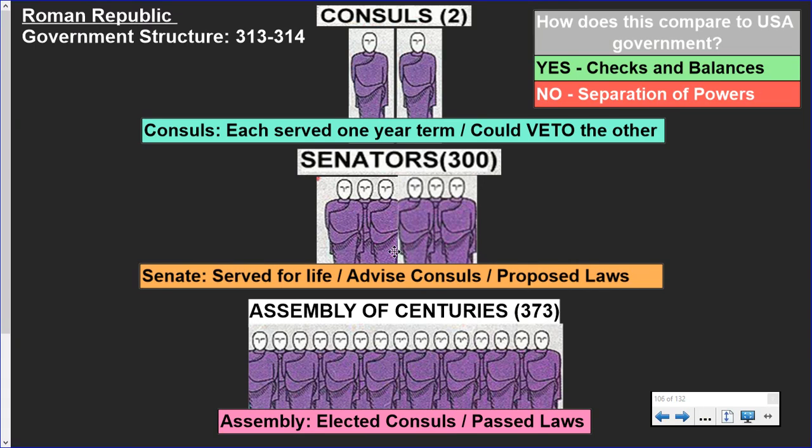So they felt like if I want to be a senator and I still want to go be a military general, then I should be able to do that. Okay, so that's what it means about no on separation of powers. So, yes, the Romans did have checks and balances, and so do we. And no, because the Romans did not have a separation of powers, which we have today.